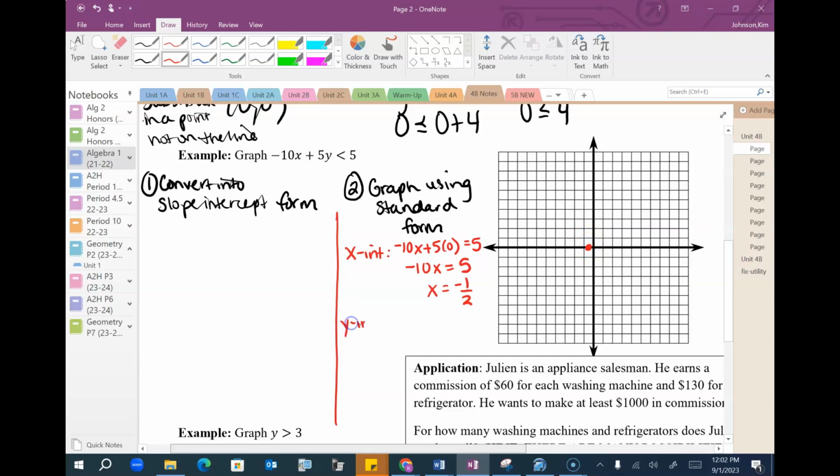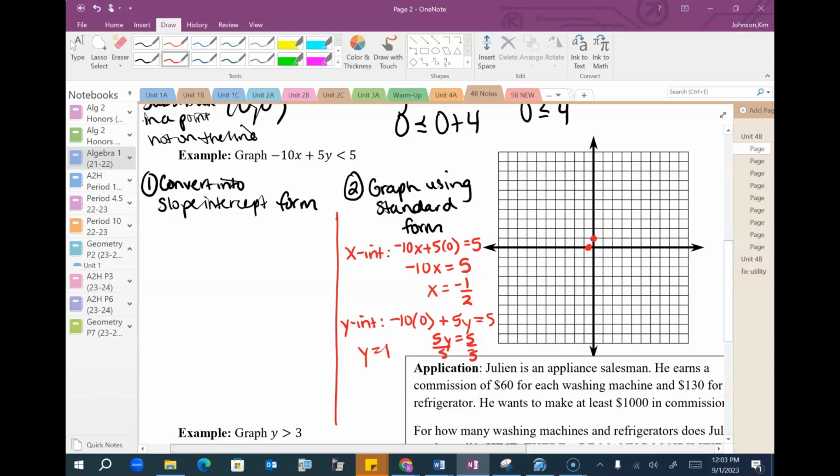The y-intercept I can get by substituting in 0 for x. So negative 10 times 0 plus 5y equals 5. That means that 5y must equal 5, so if I divide both sides by 5, the y-intercept is 1. So I would plot a y-intercept of 1. And then I'm going to think about what the rate of change is so I can extend these 2 points throughout the entire graph.